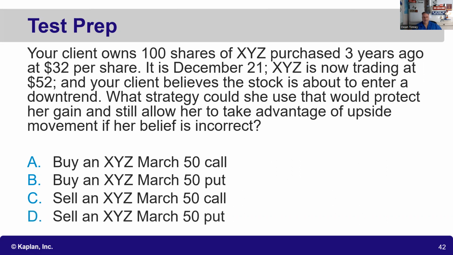Obligate herself to buy the stock at 50? No, she's already done that, right? So what she's interested in is protection. For protection, you buy the option, and for income, you sell the option. So B, she establishes the choice to sell at 50. That's called a protective put, a put that is protecting the stock position.